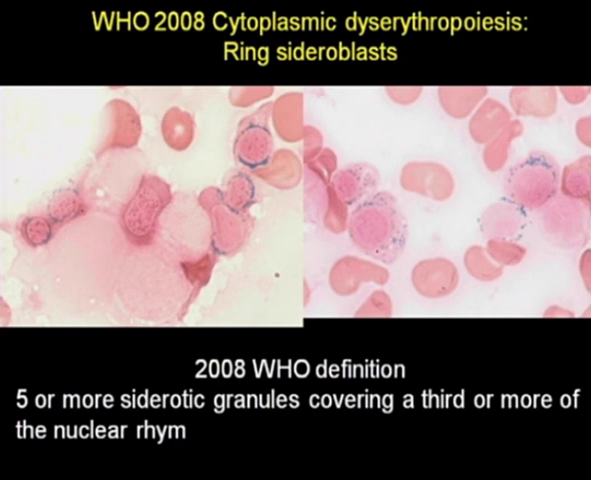So ring sideroblast, and finally WHO accepts this definition, which is the same that was provided in 1976 by the ICSH. You perform cytochemical staining with Perls, and if you find 5 or more siderotic granules covering 1/3 or more of the rim of the nucleus, you should enumerate this as ring sideroblasts, and you should have more than 50%.